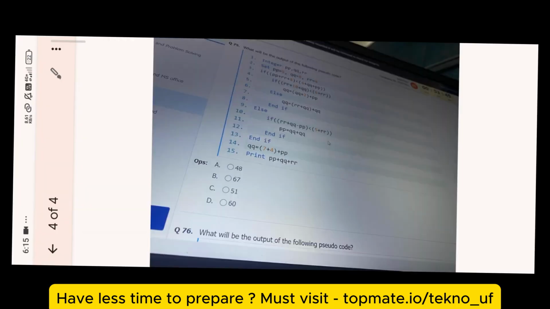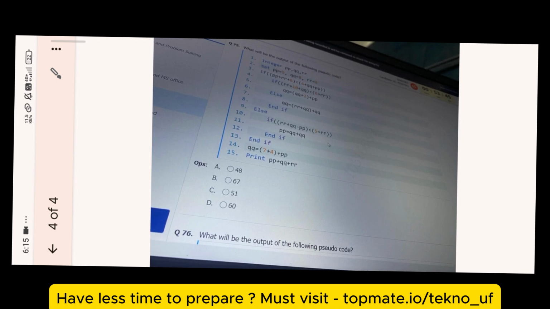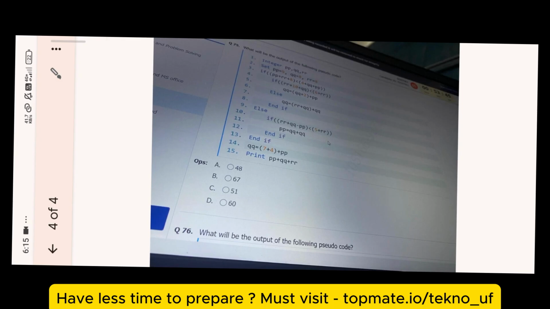So the quick question is this. Please pause the video and try to solve the problem. So this is the problem. I hope this is visible. So integer p, q, r. Set p is equal to 9, q is equal to 8, r is equal to 8. And I hope the if block is also properly visible. So I hope you will try to solve the problem and give the answer in the comment section. So out of 48, 67, 51, 60, what would be the correct answer? Please give the answer in the comment section, or you can give the options as well.